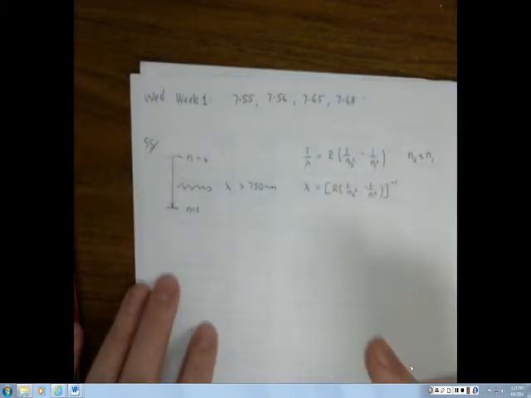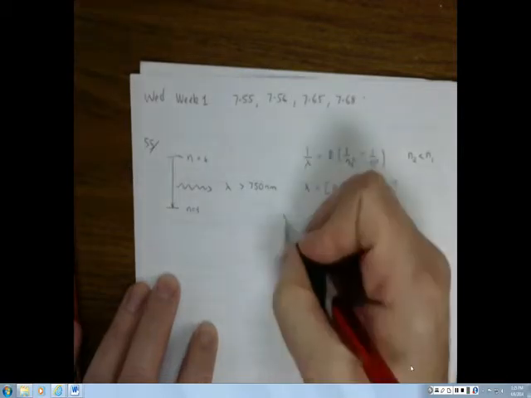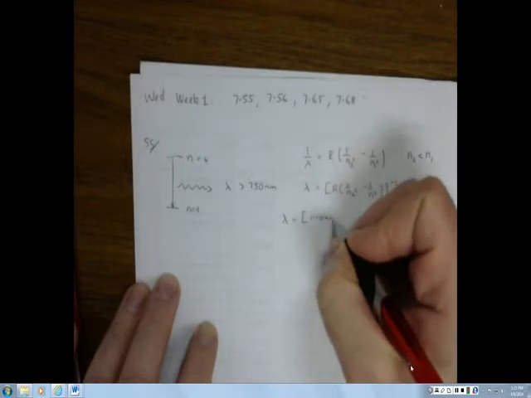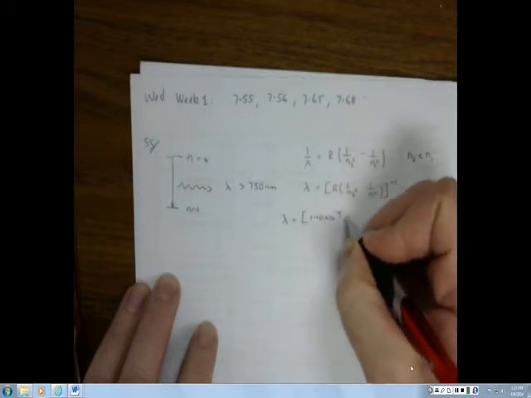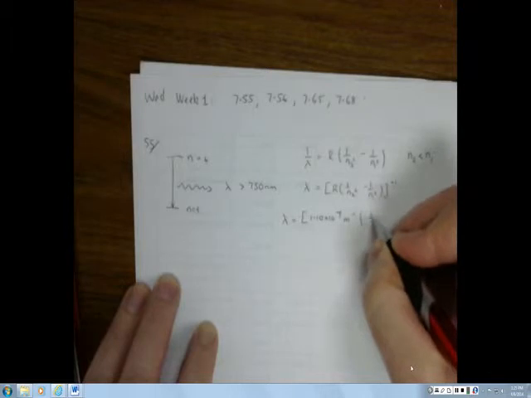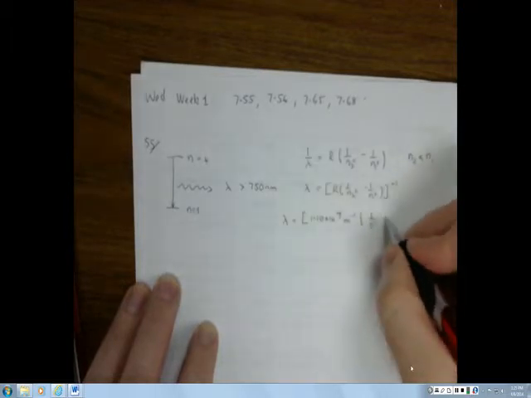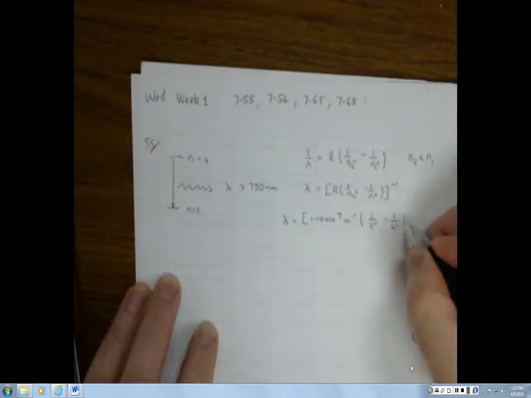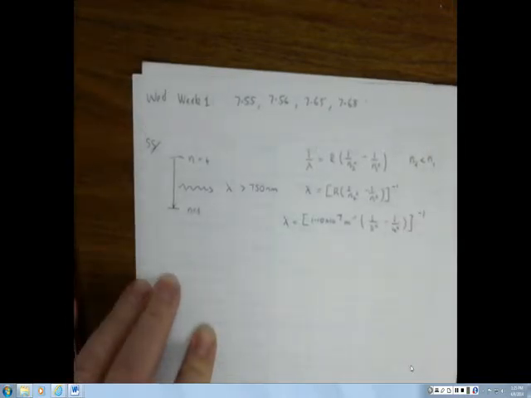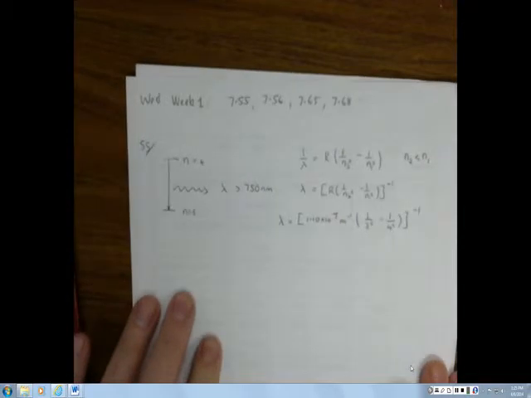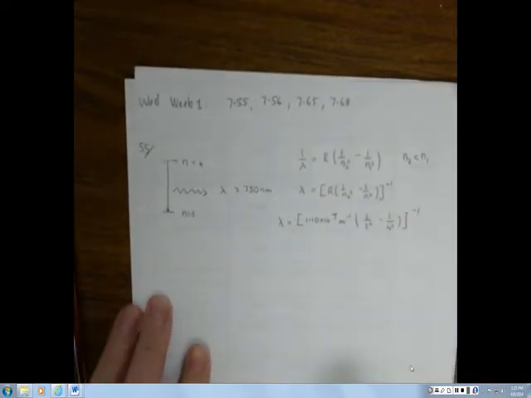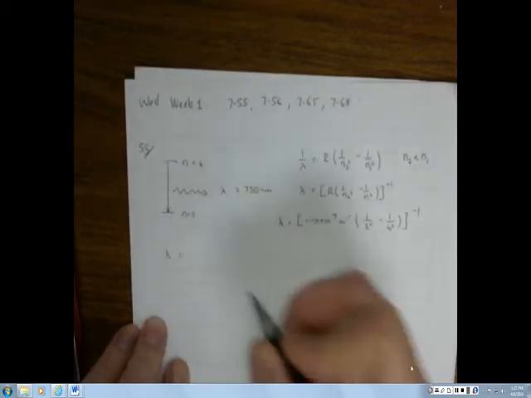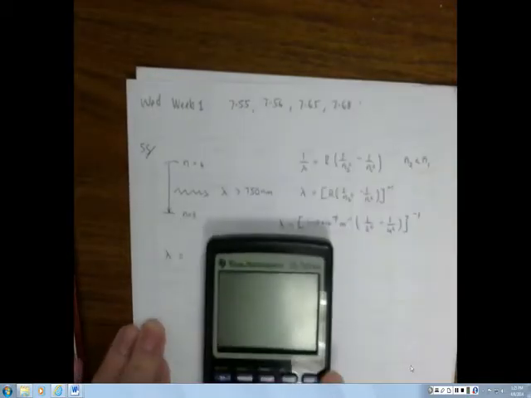Okay, so now we've just got to put all of our numbers in, right? Wavelength equals 1.10 by 10 to the 7 meters to the minus 1, times 1 on 3 squared minus 1 on 4 squared, and the whole lot to the minus 1. Really very fuzzy, this camera, for some reason. I have to try and work on that to get it cleared up.